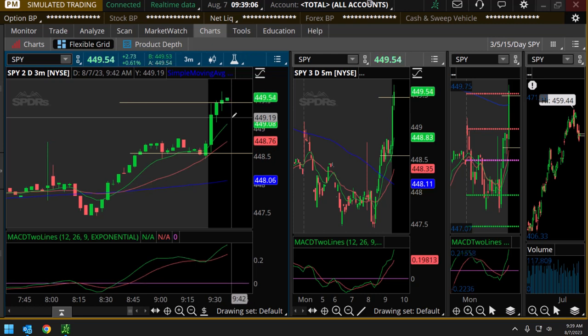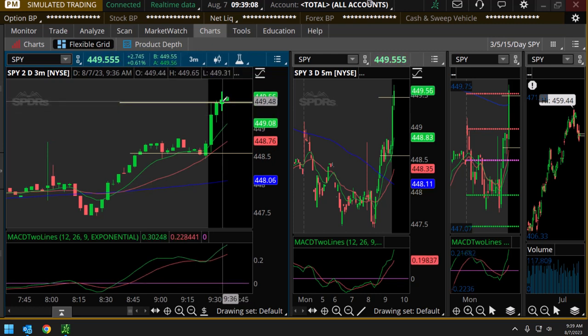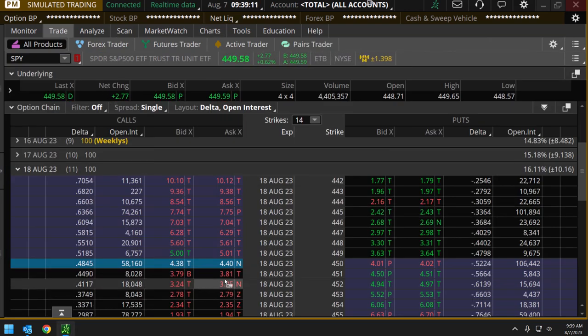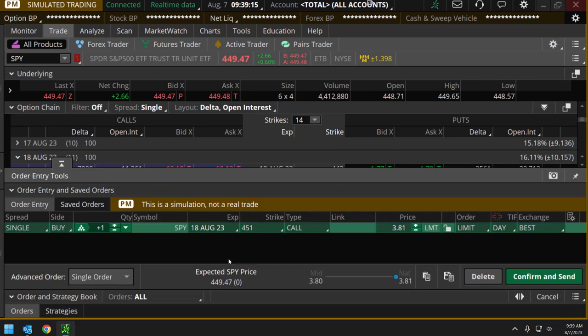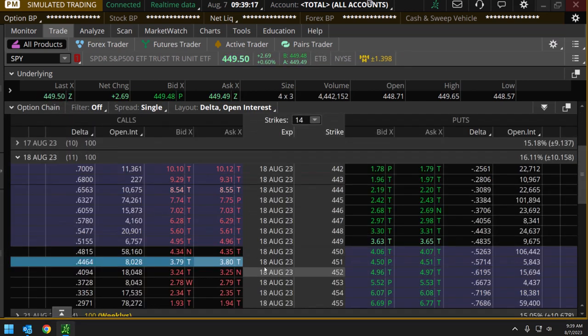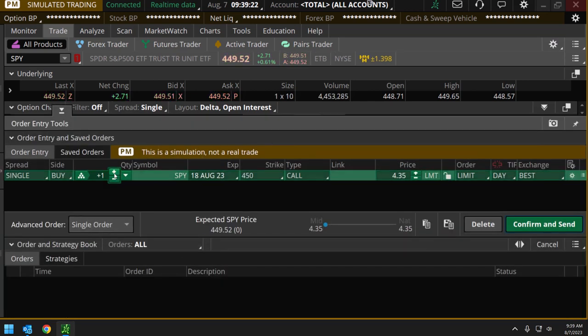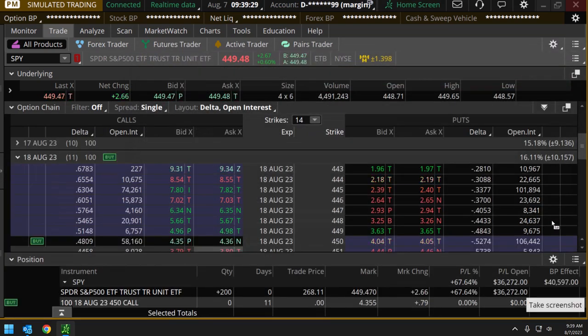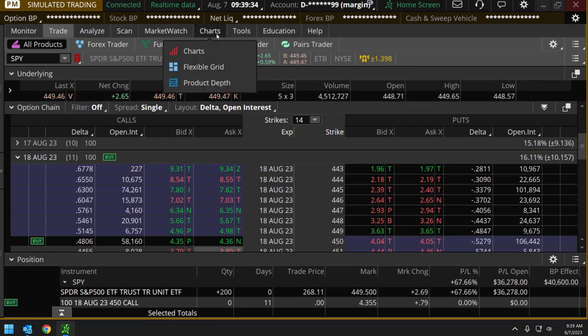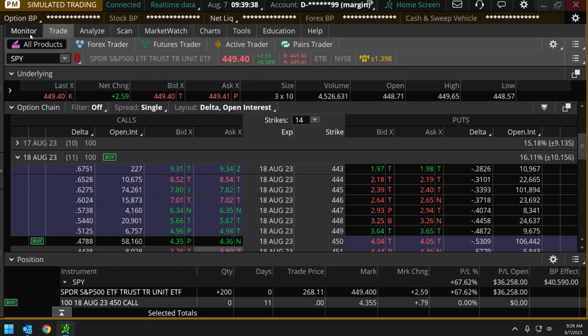Wow, how about that? Alright, so we got a print. This printed above, so that's our trigger, and we're going to get some calls. We're going to go at the money, which is the 450 calls here, and we're going to buy them. We'll get 10 contracts since this is paper. Confirm and send, and let's see if we get a fill. While that's working, if we don't get a fill within the first 5-10 seconds, we'll cancel the order and try again.